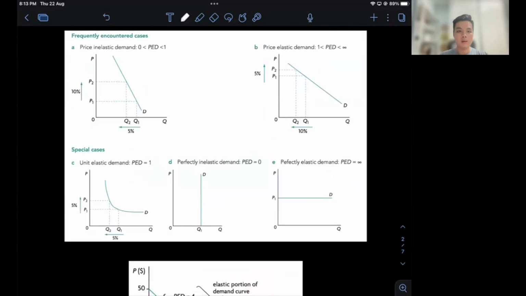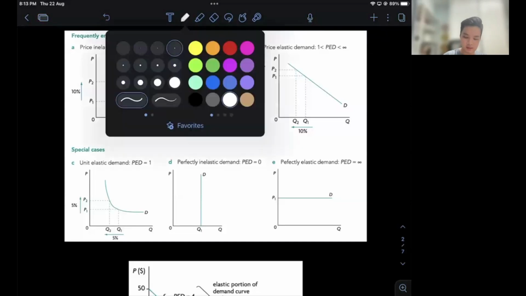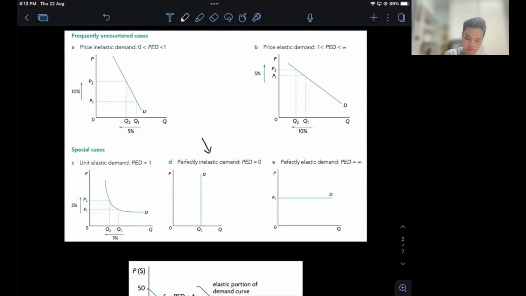So as we see in this particular diagram, PEDs exist on a spectrum from perfectly inelastic demand, whereby your PED equals 0, and this is reflected in this diagram, to a perfectly elastic demand, whereby your PED value is infinite, as we see over here. But the truth is that most goods usually have demand that is either elastic or inelastic, and they are reflected in these two diagrams. So I'll dive into these two diagrams specifically and outline what they mean.